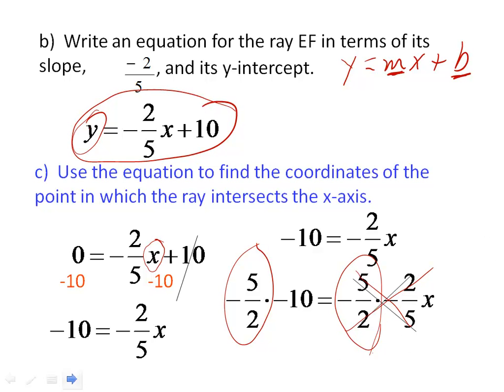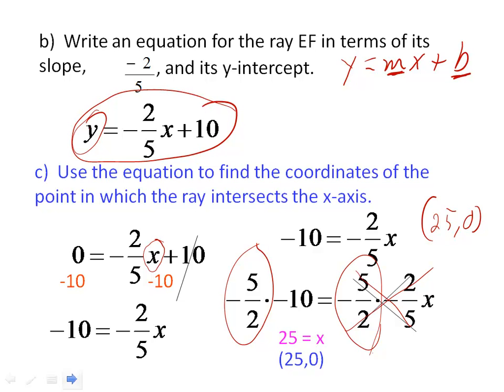So what does x equal? Negative 5 halves times negative 10 is 25. So finding the coordinates of the point in which the ray intersects the x-axis, it's at (25, 0), right? 25, 0. So that's how you do it.